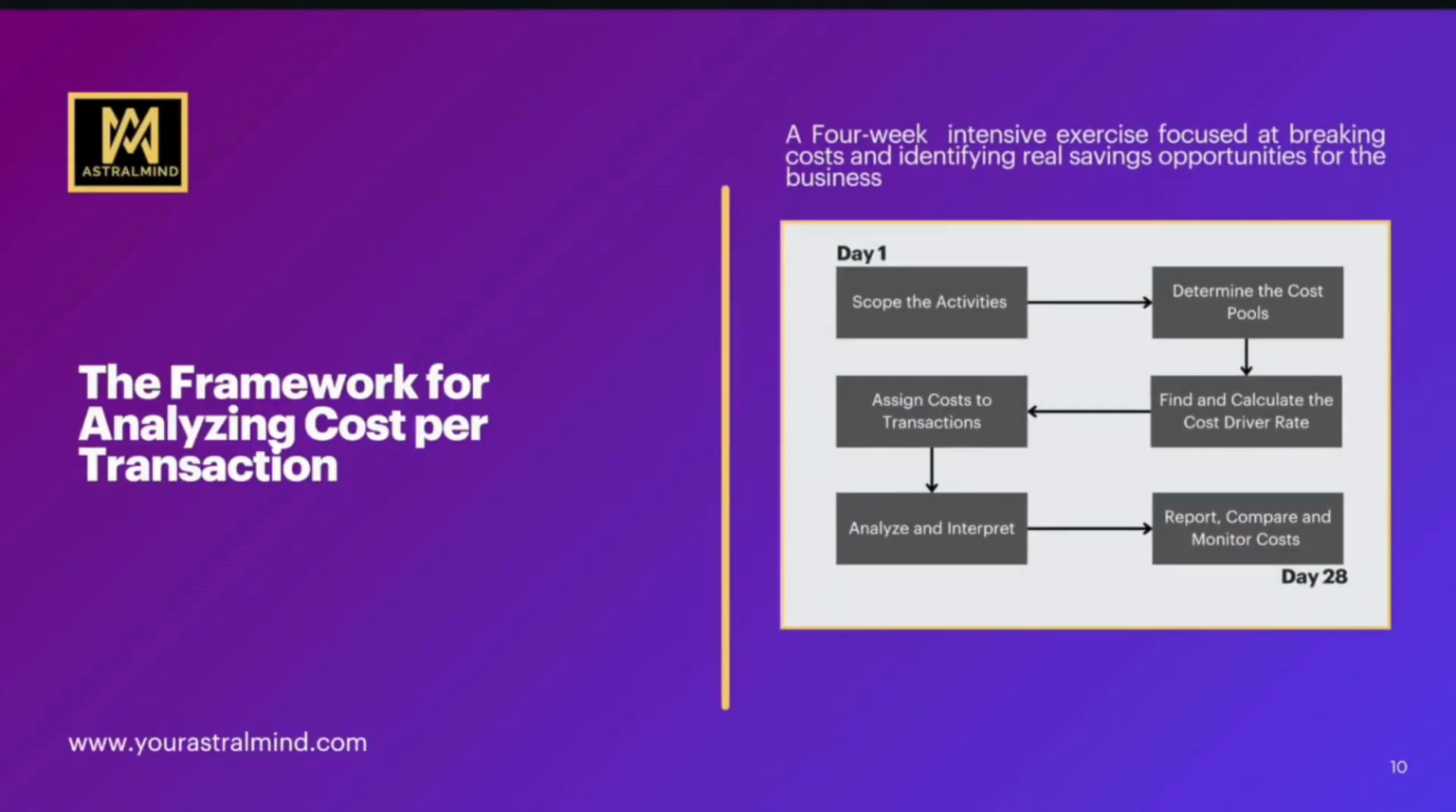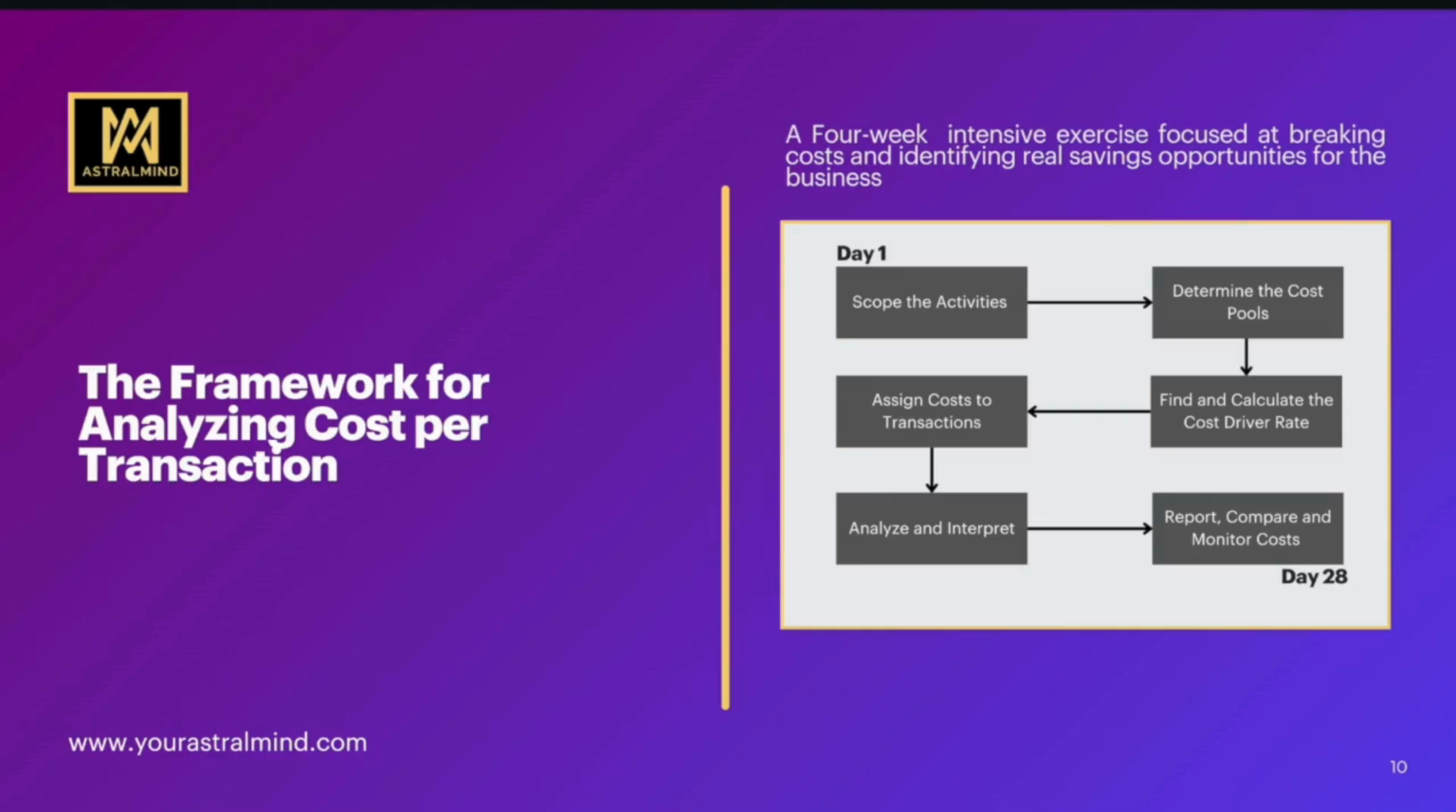Now why does this all make sense, and why is this an important imperative? First and foremost, let's understand the framework we are talking about for analyzing cost per transaction. What we offer as part of our activity based costing services is a 4-week intensive exercise focused on breaking down your costs to their most granular components and identifying savings opportunities for the business.